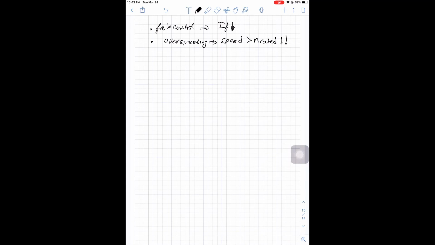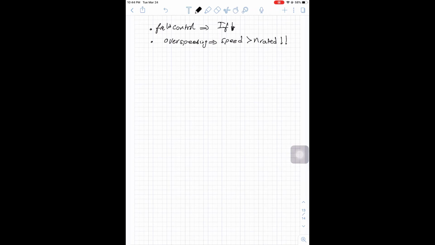You can go in the speed higher than the rated, given you are not exceeding the maximum of the mechanical system. So N rated has no meaning as a limit. It's not the maximum speed that your mechanical system can withstand. N rated means if you apply the rated voltage to your machine, it will run at this speed. This is the meaning of rated speed. So rated speed doesn't mean the maximum allowable speed. The maximum allowable speed depends on your bearing and the mechanical system. So to overspeed, we will use field control.